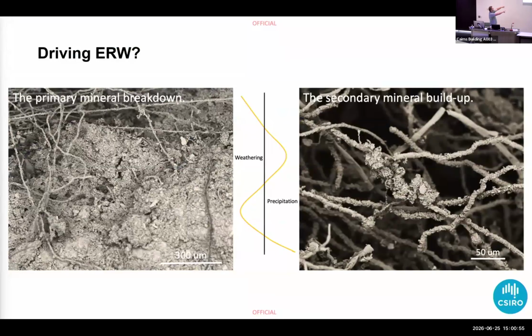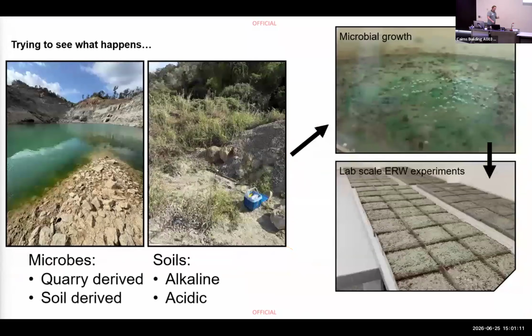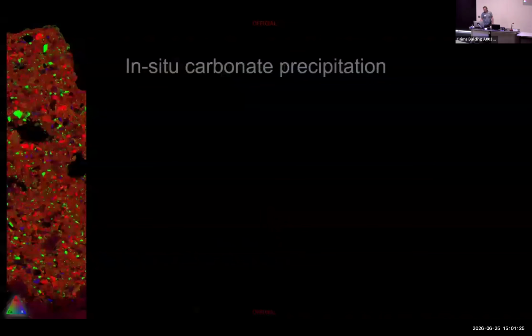Both of these images were taken in the same sample, a millimetre apart. And we can see primary mineralogy turning to mush, and at the same time, secondary carbonate being precipitated. So we've been exploring this as well, doing some experiments using soil-derived and quarry-derived microbial consortia and inoculating them into alkaline and acidic ERW experiments. And we're seeing some really interesting things.